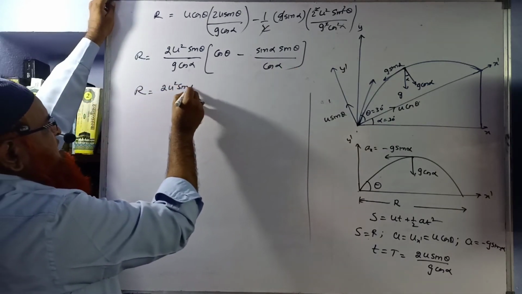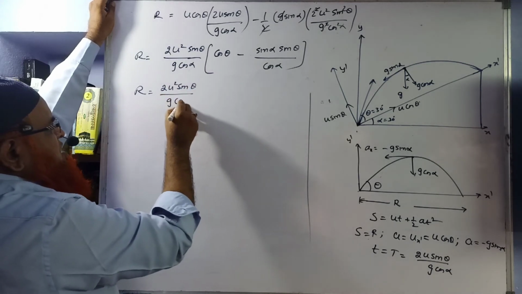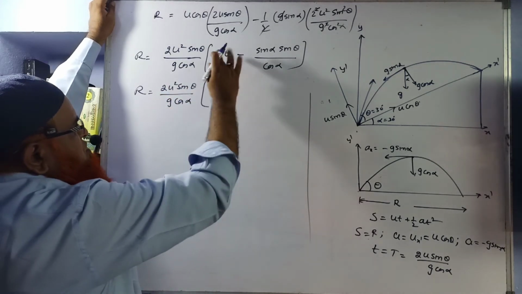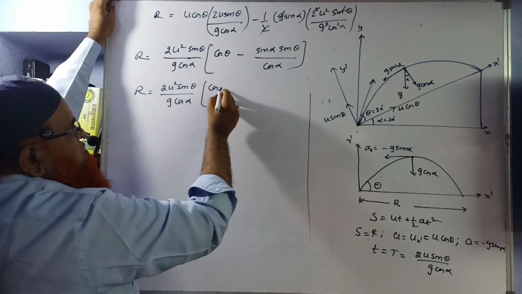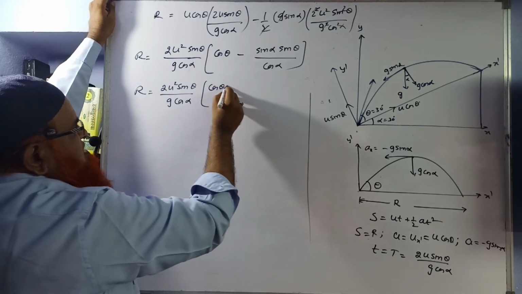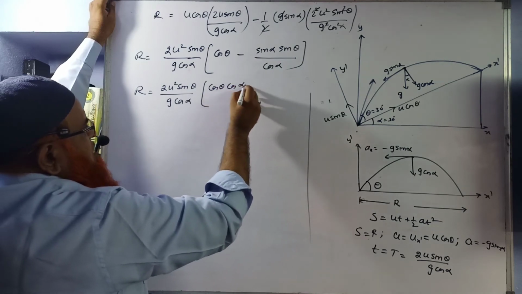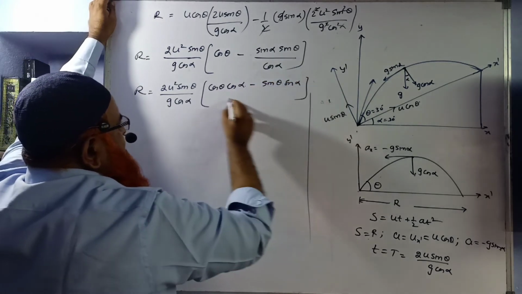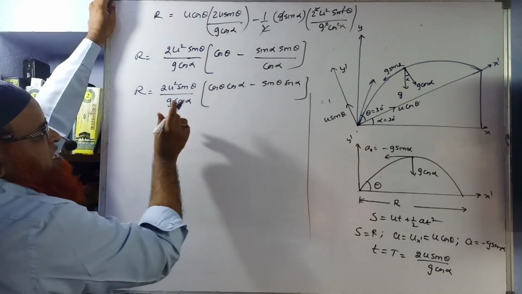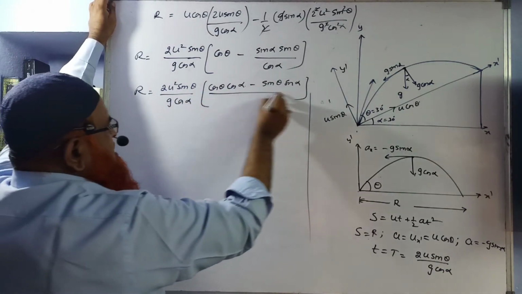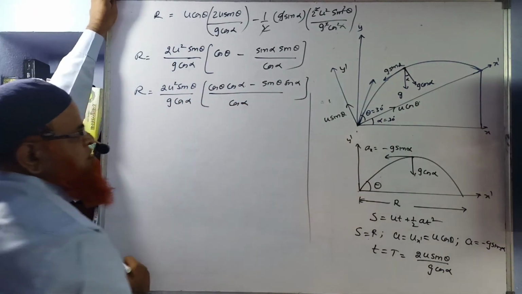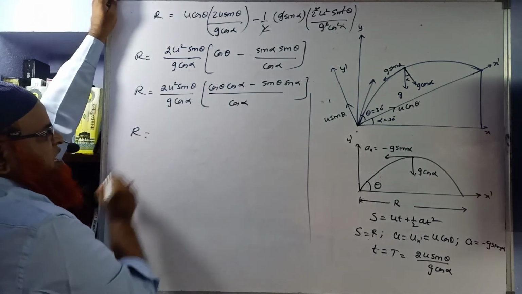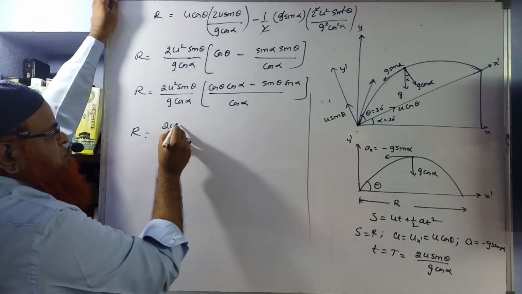2u square sin theta by g cos alpha. Then this cos alpha goes here. So what is this going to become? Cos theta cos alpha minus sin theta sin alpha. This cos alpha you can take common outside, or you can write one more step, it doesn't matter. For clarity you can write one more step.